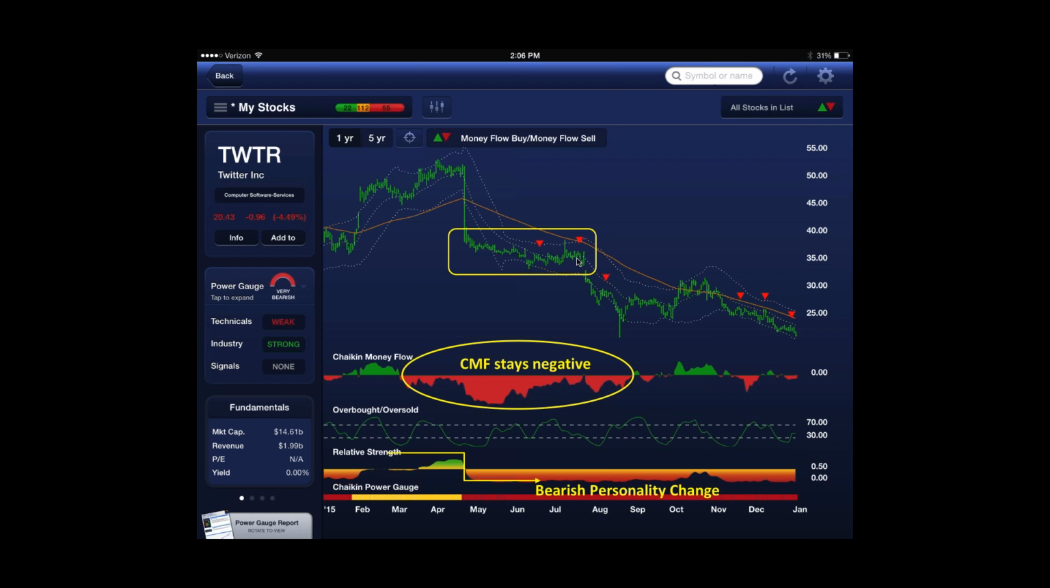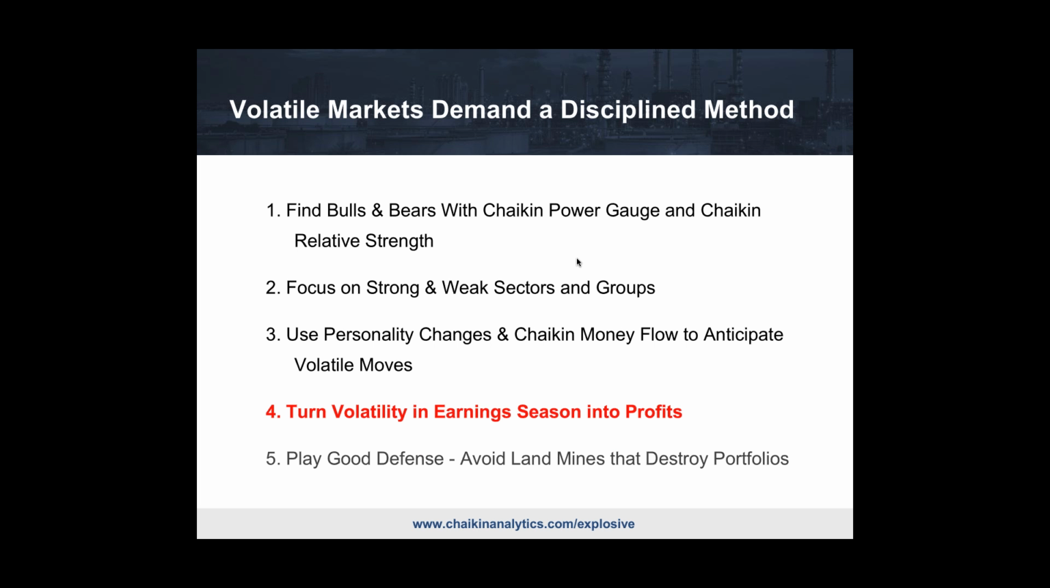These can be profitable trades. Short sales, puts. But you certainly don't want to stay long stocks like this. You've got to recognize these personality changes in volatile markets. Don't put your feet in cement. Be flexible, let the market dictate, and these indicators measure the market.